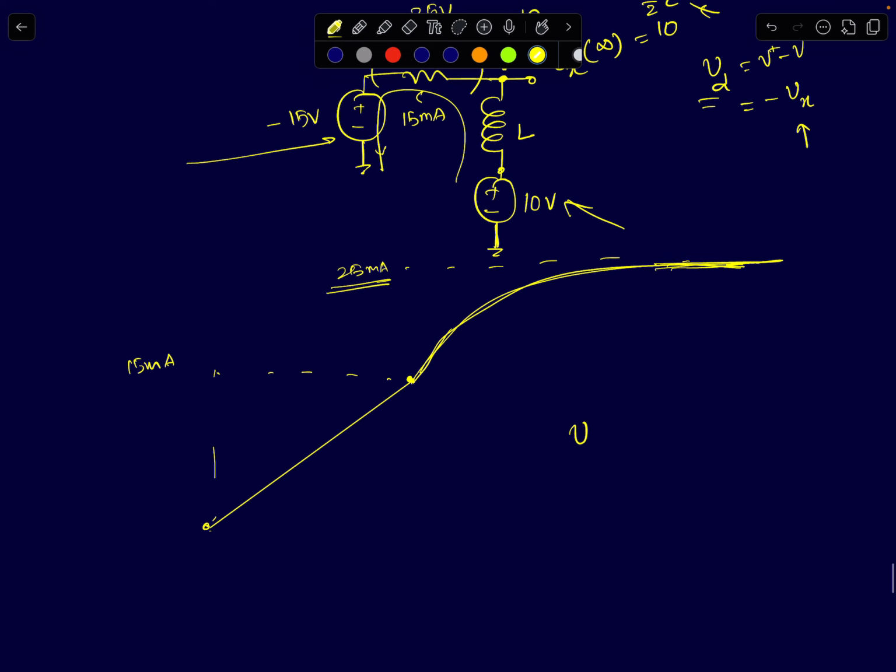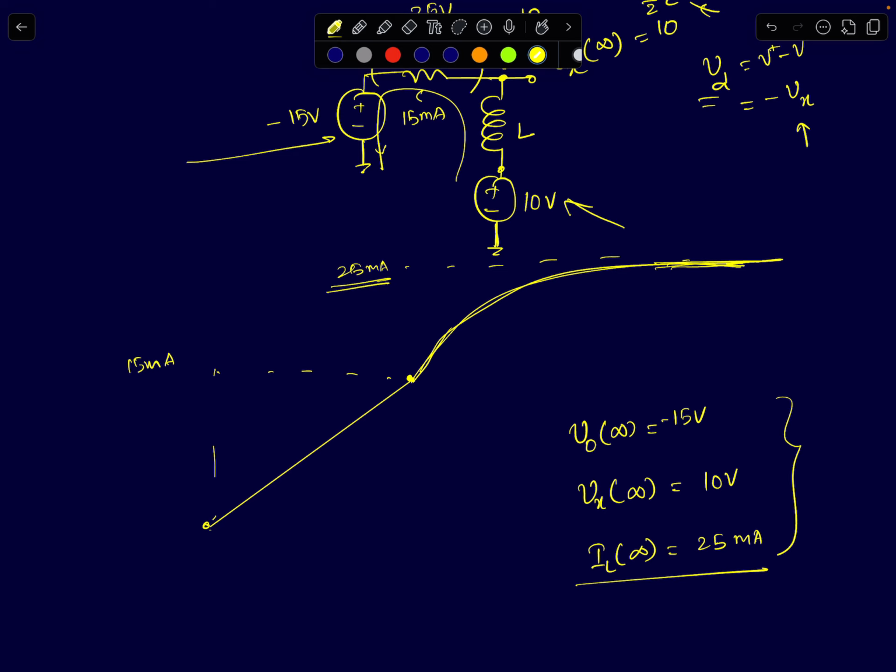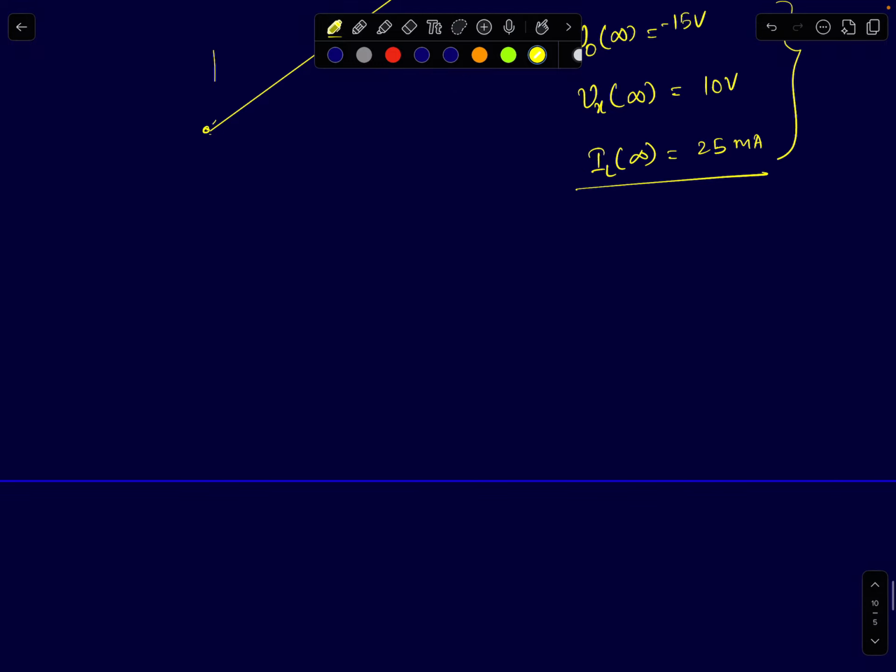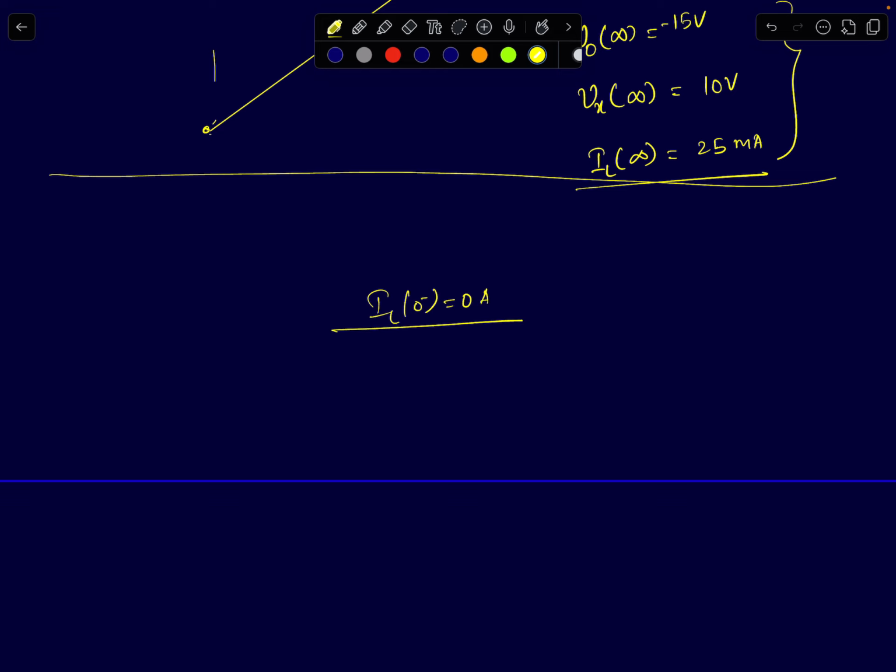So the steady state output voltage is minus 15 volts. The steady state non-inverting terminal voltage, or the virtual node, goes to 10 volts, and the current flowing through the inductor reaches 25 milliamperes in the steady state. So that's the response of the circuit, and you can easily plot. I mean, this is for the case when IL of 0 minus is 0 amperes. You can easily plot the response for IL of 0 minus being some 5 milliamperes or so on.